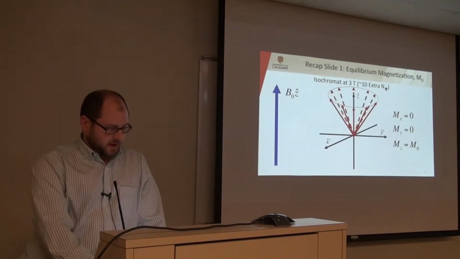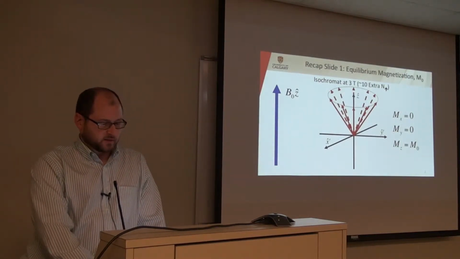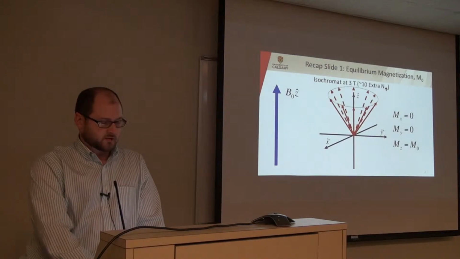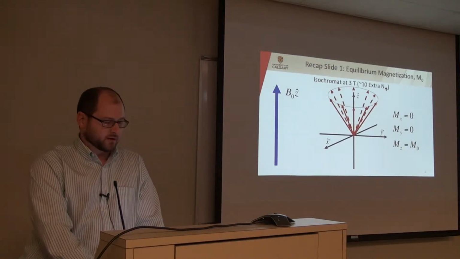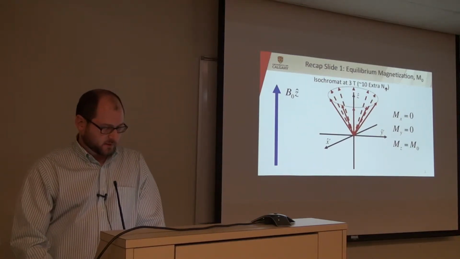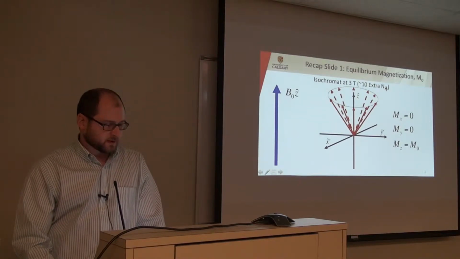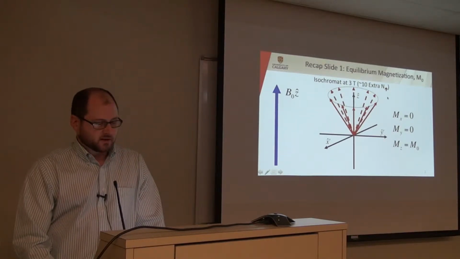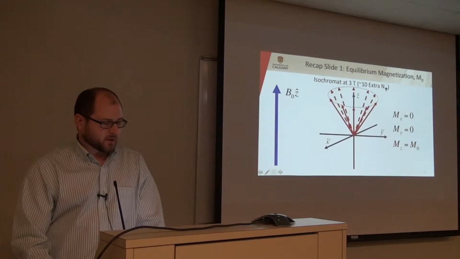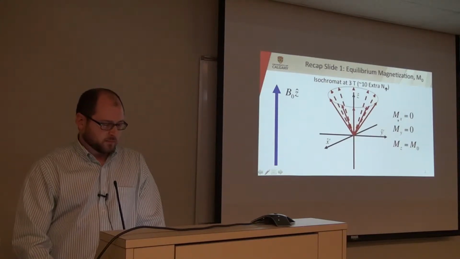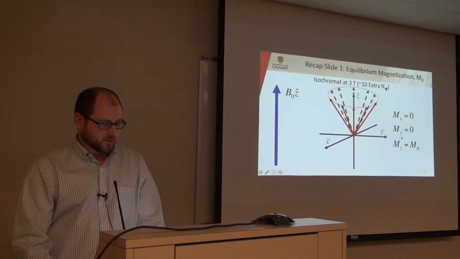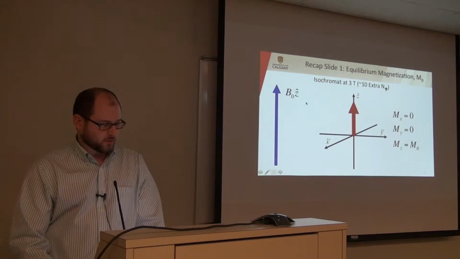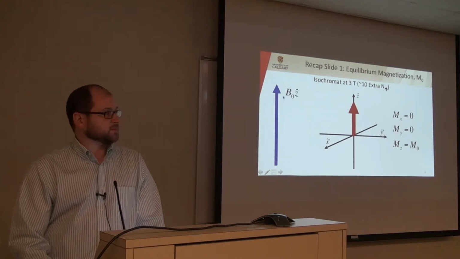Just to recap, if we put a million protons or hydrogen atoms in an external magnetic field, we're going to have 10 extra protons that are precessing about the spin up state because they're at a slightly lower energy. They're going to be randomly oriented along this cone, meaning that we have no coherent magnetization in either X or Y, but we do have a coherent M0 magnetization that forms in the same direction as this B0 field.